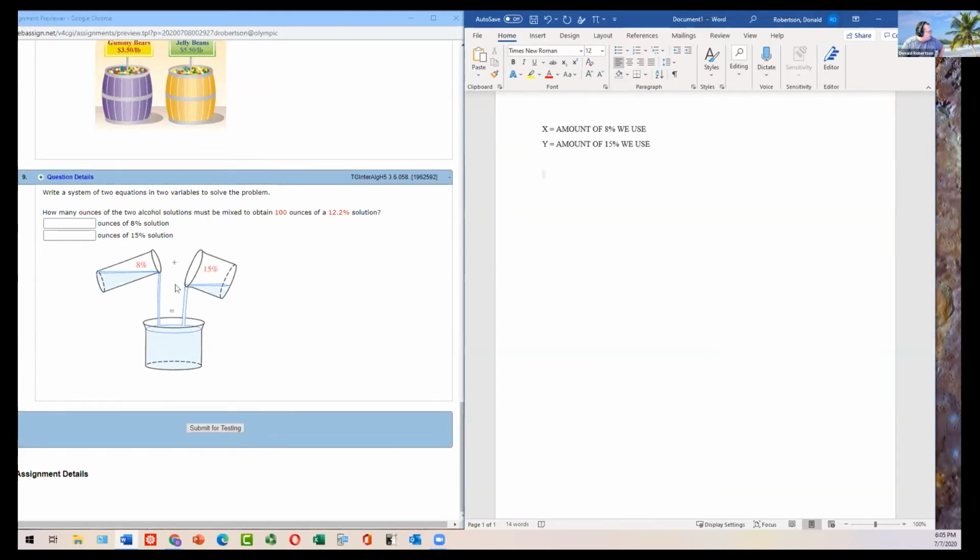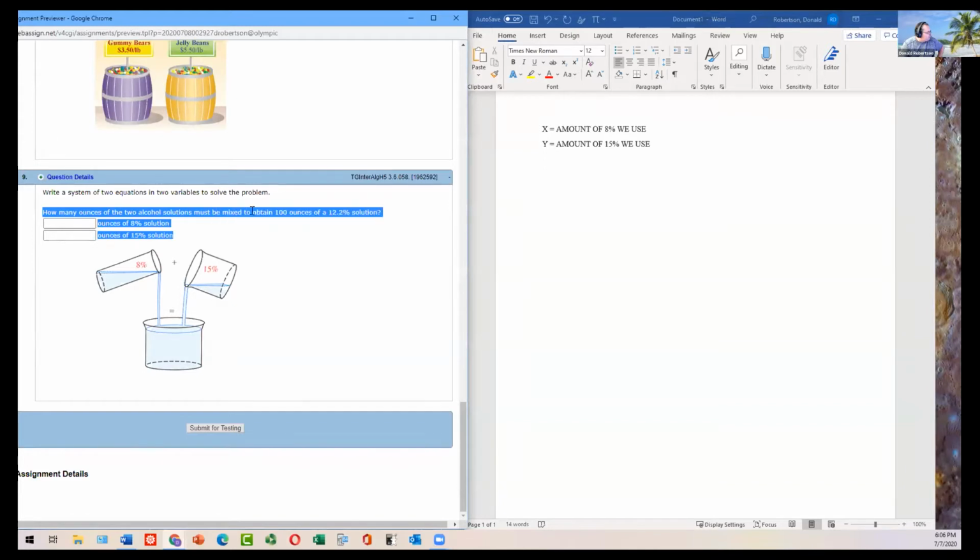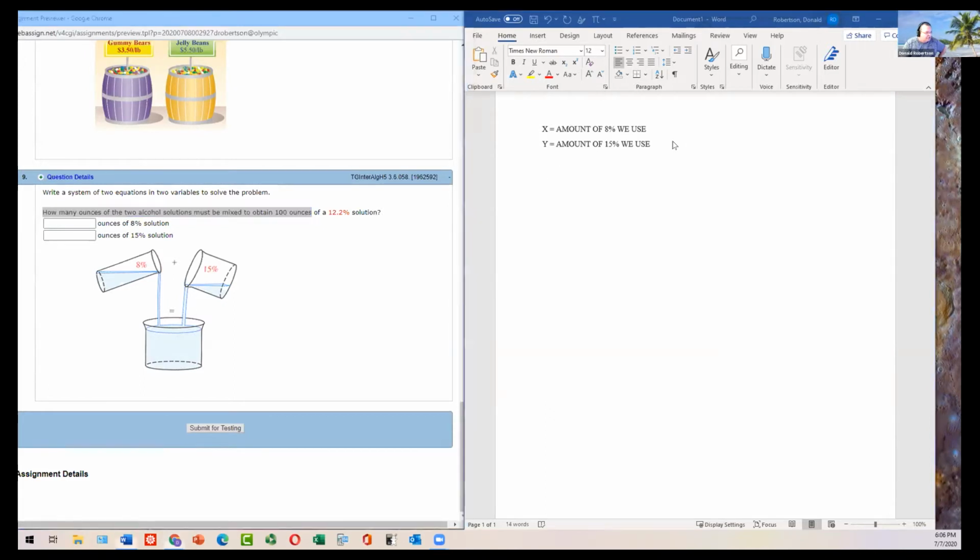It's a little bit different, but the numbers are here and here. Let's take the first part. How many ounces of the two solutions need to be mixed to obtain 100 ounces? That's an equation, isn't it? Something with x's and y's is going to add up to be 100. X is how much of the first stuff, y is how much of the second stuff. What kind of equation does that get me? 0.08x plus 0.15y equals 100.